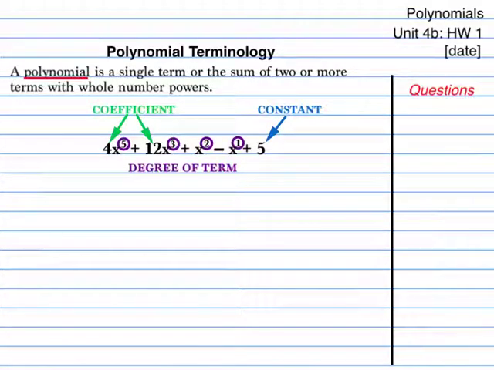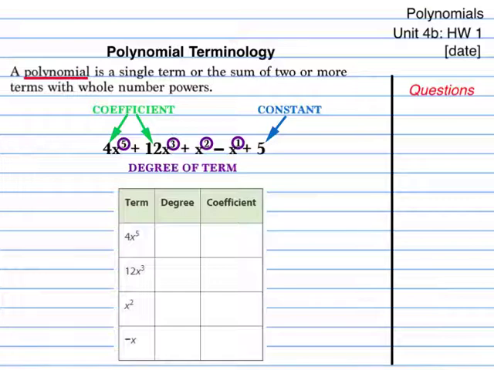The exponents are going to give you the degree of that term. The degree of 4x to the 5th power would be 5. The degree of 12x to the 3rd power would be 3. X squared, the degree would be 2. And x to the 1 power, even though you may not see it, would be 1.